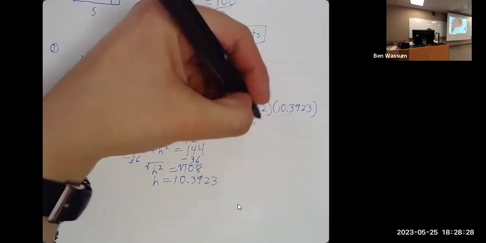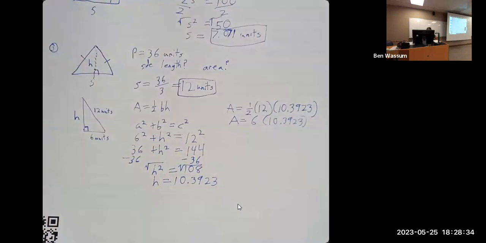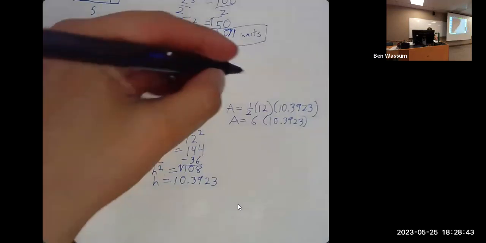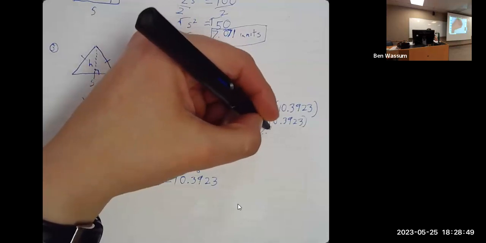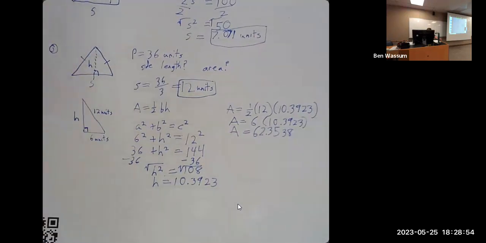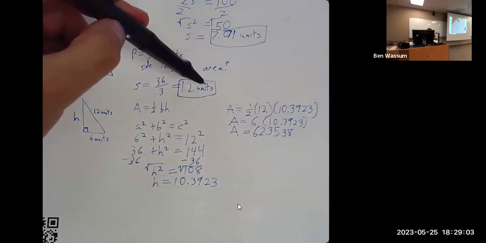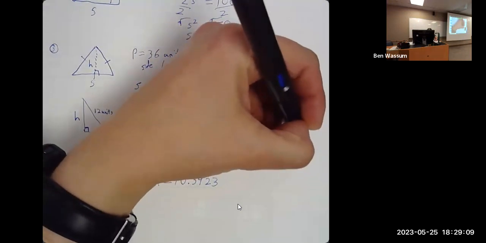Half of 12 is 6. And I'm just going to multiply that in there. End up with the area is equal to 62.3538. Then we need units on this. Well, we weren't in feet or meters or whatever, we were in units. So if I have units times units, I'm going to end up with square units.